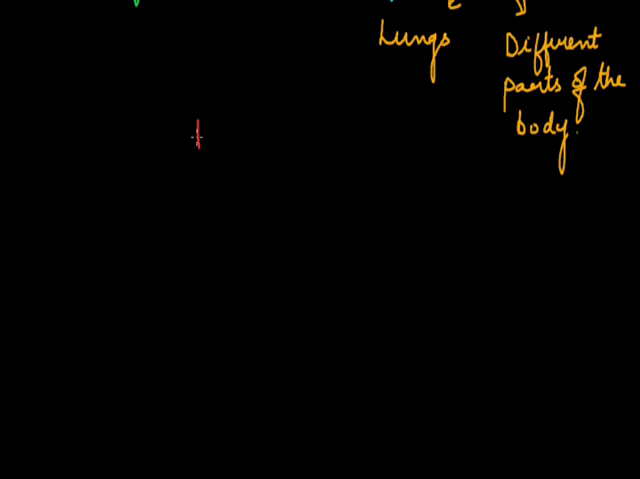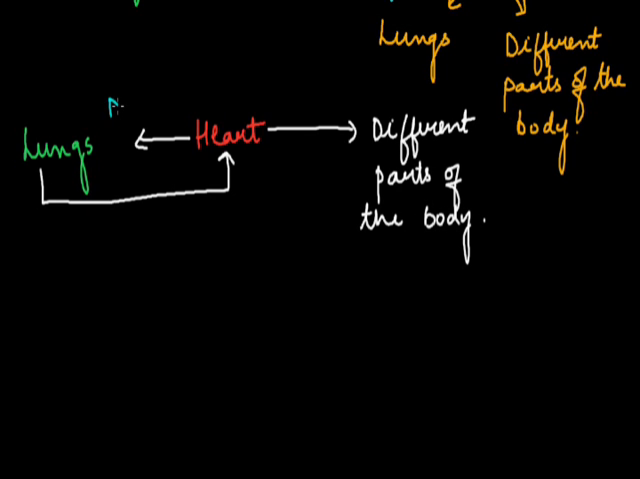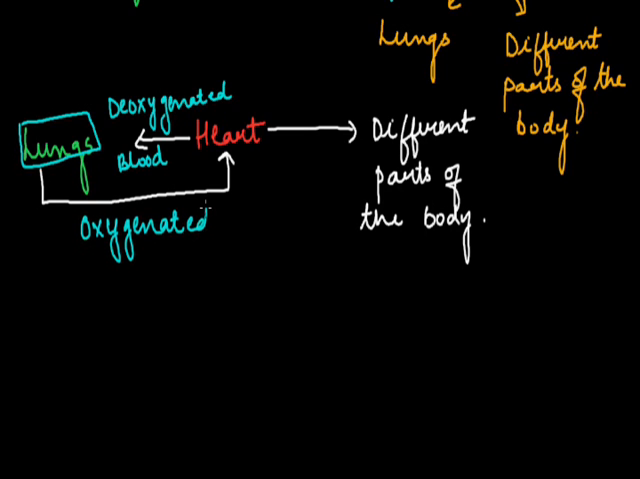If you draw a linear diagram, this is the heart. It pumps the blood to the lungs. From the lungs, the blood again goes into the heart, and then from the heart, it goes to different parts of the body. To the lungs, it sends deoxygenated blood. This deoxygenated blood is oxygenated in the lungs, and then this oxygenated blood enters the heart, and from the heart it is circulated to different parts of the body.